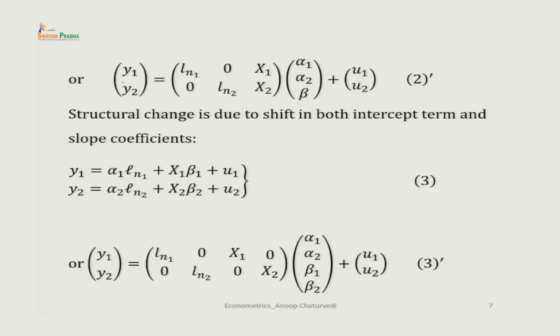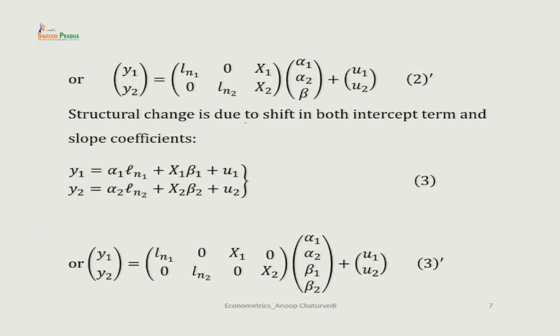Then we combine the two equations and we have the combined vector (y1, y2) equal to the matrix with rows (l_n1, 0, x1) and (0, l_n2, x2), times the coefficient vector (alpha 1, alpha 2, beta), plus (u1, u2). You can easily obtain equation 2 from 2 dash. Say y1 is equal to l_n1 alpha 1 plus 0 into alpha 2 plus x1 beta, and y2 is equal to 0 into alpha 1 plus l_n2 into alpha 2 plus x2 beta, of course plus u2 also. In the first equation also we have plus u1.